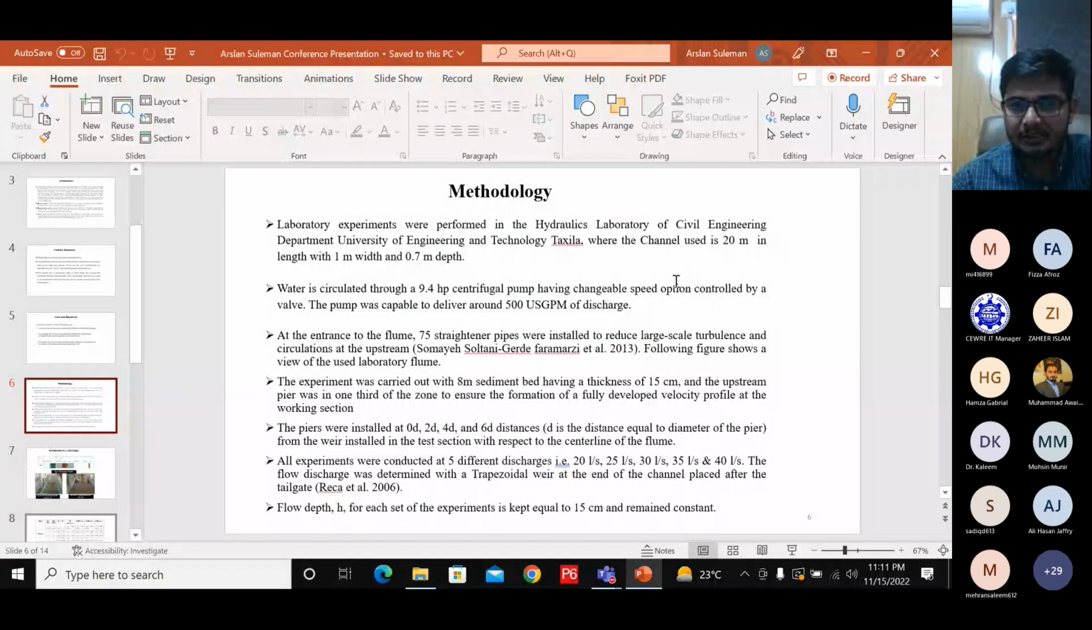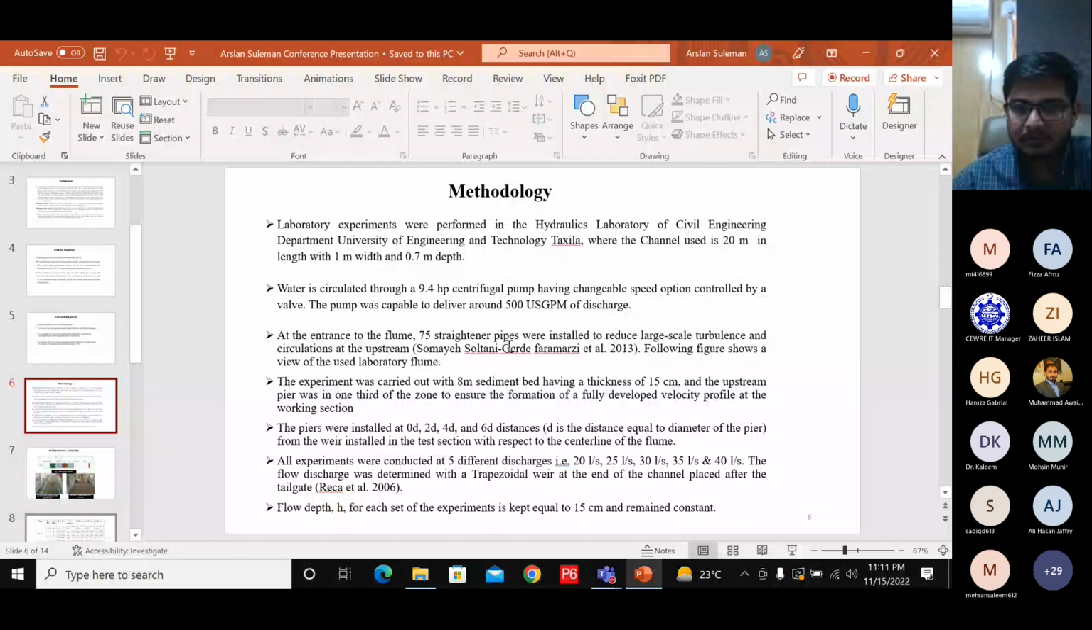Water is circulated through a 9.4 HP centrifugal pump having a changeable speed option controlled by a valve. The pump was capable of delivering around 500 US GPM of discharge. At the entrance of flow, 75 straightener pipes were installed to reduce large-scale turbulence and circulation at the upstream.